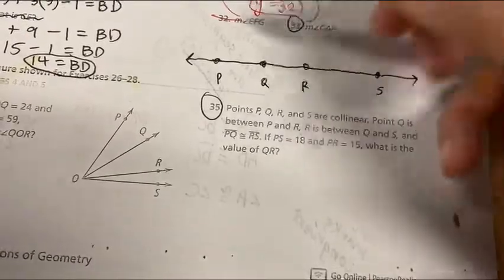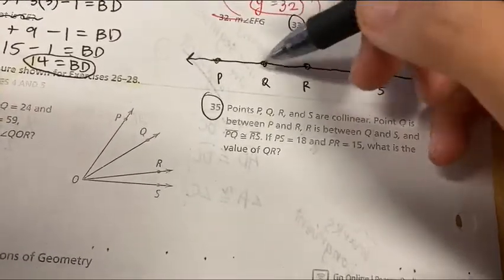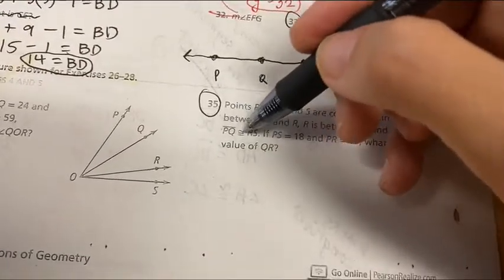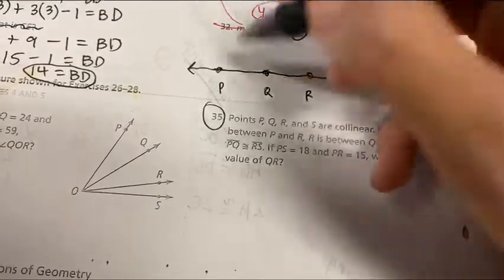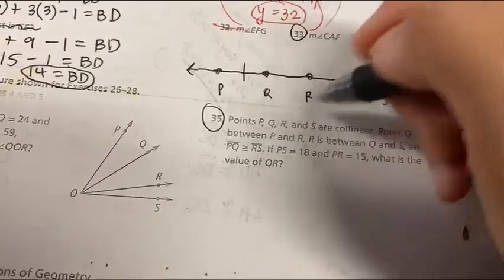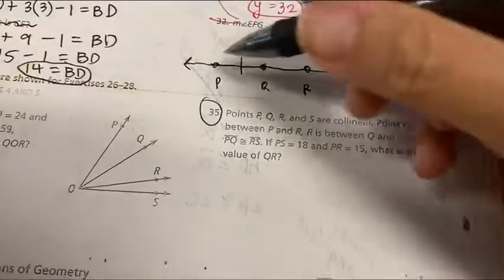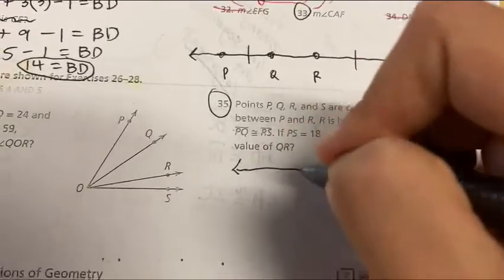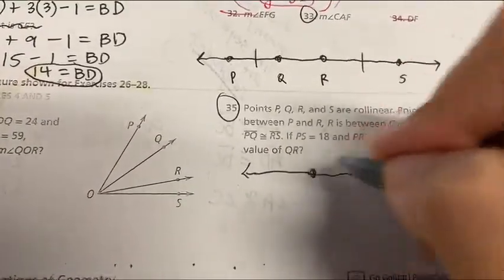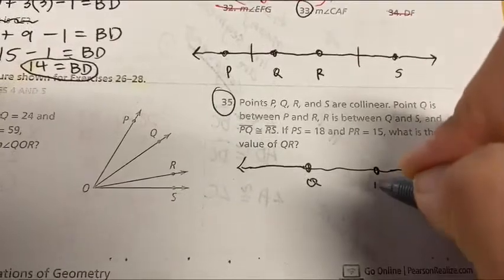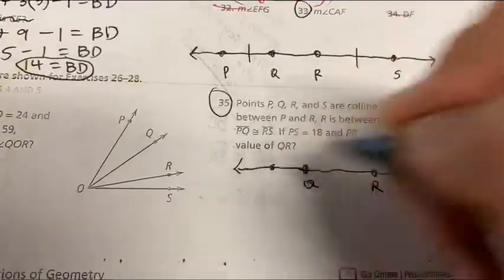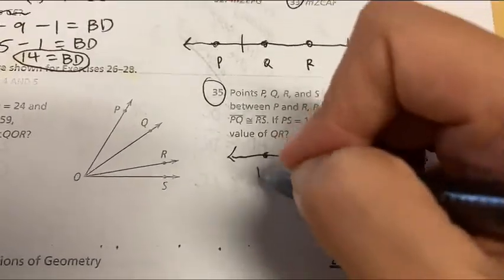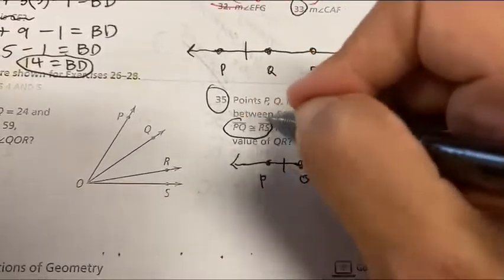Point Q is between P and R. R is between Q and S. And PQ is congruent, remember that's what that symbol means, to RS. So PQ is congruent to RS. So they need the same tick mark. So I didn't really draw it correctly. And so some students, this might bother them, so they might want to redraw it. So they don't really know how far apart Q and R is, but we know that RS is the same distance from R to S as P to Q, because that's what this statement means.